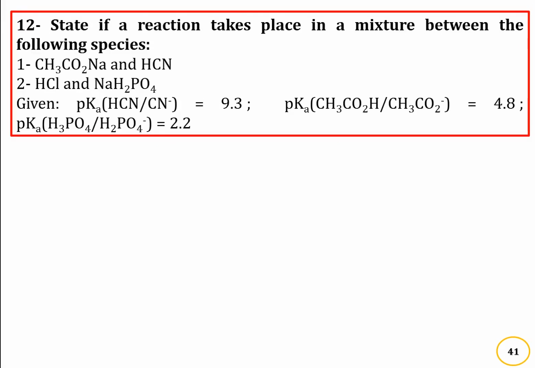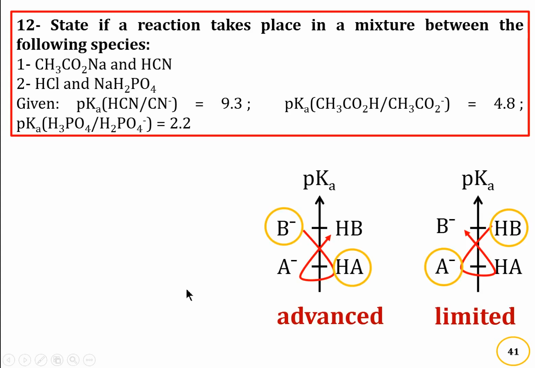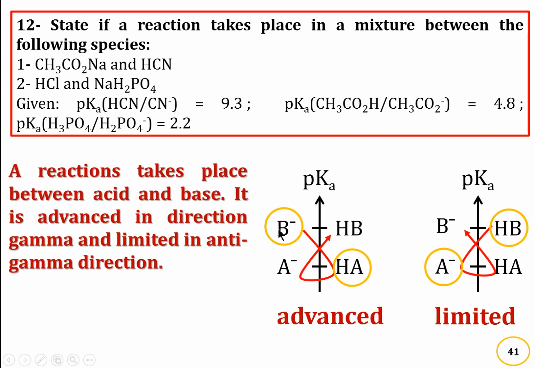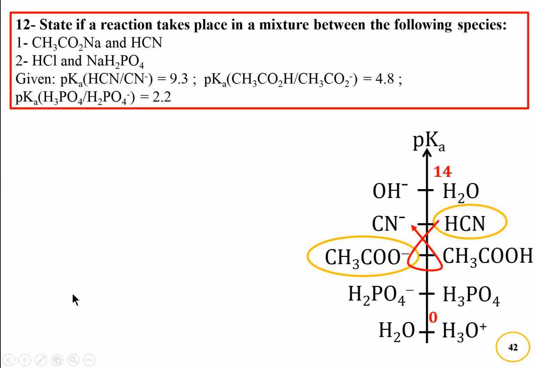Exercise 12. State if a reaction takes place between the following species. We know first that we don't have a reaction between acids and no reaction between bases. Between acid and base, we necessarily have a reaction, and this reaction is advanced in the gamma direction and limited in the anti-gamma direction.